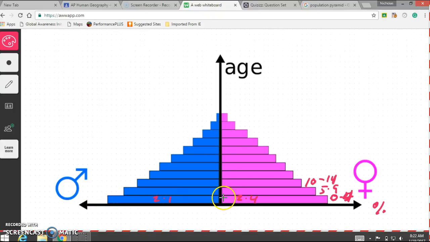Okay, the vertical axis is age, and as you'll notice, as you go up the population pyramid, usually there are fewer people at the top than there are on the bottom, but not always. It depends on what stage of the demographic transition you are.